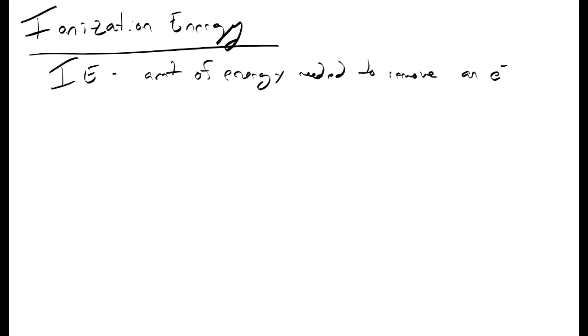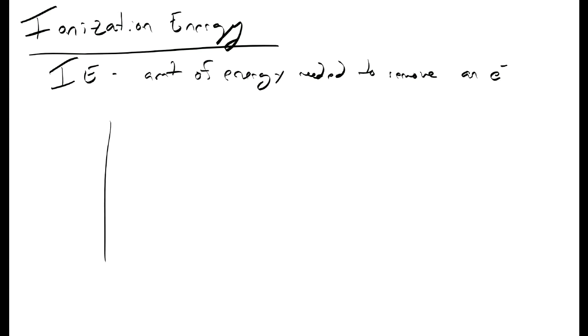We're talking about the same sort of trend as atomic radius. Okay, you take an electron away from a neutral atom, you're basically trying to pull it away from the nucleus. The smaller the atom, the closer the electron is to the nucleus, the harder it's being held, the harder it is to remove. The further away it is, the easier it is to remove.